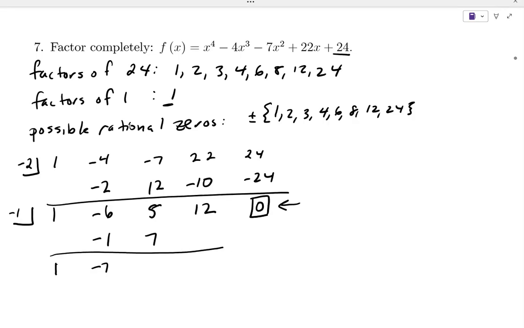Multiply, add. Multiply, add. And notice that we get 0 again. So this tells me that -1 is also a root. We started with a quartic, a fourth degree polynomial. We've run through now 2 divisions. I've divided by x plus 2, and I've divided by x plus 1. So this now is the coefficients for a quadratic.